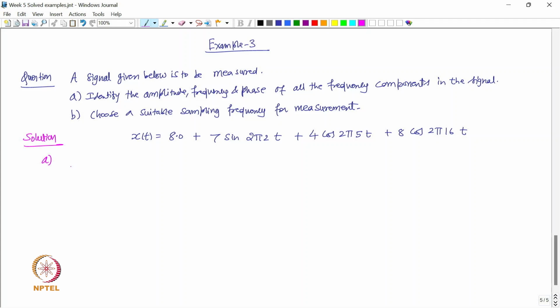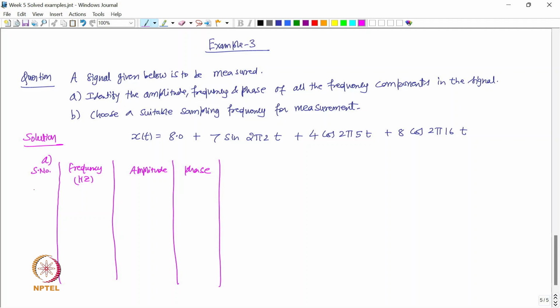So, part A. Let us now make a table that would be convenient. We have here the frequency in hertz, right, and then let us write the amplitude and then write the phase, and here we can see the serial number like this. Okay.